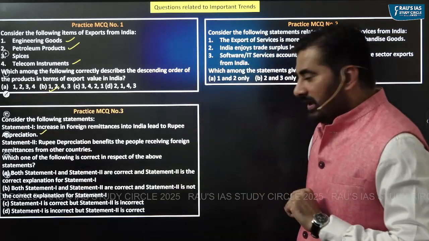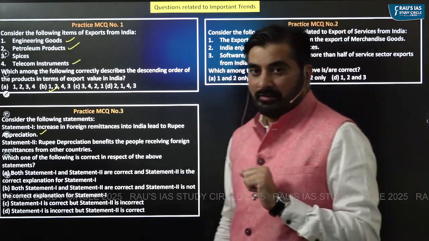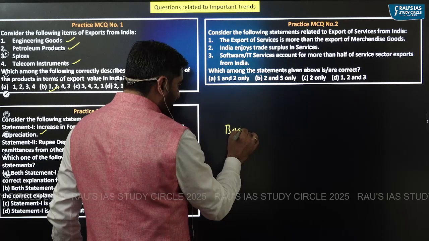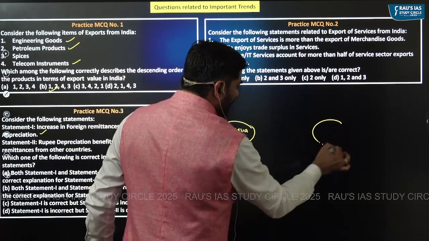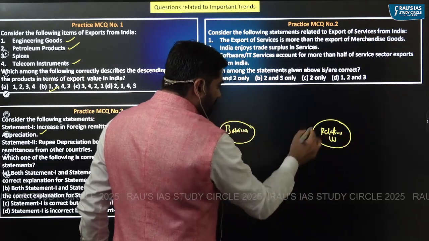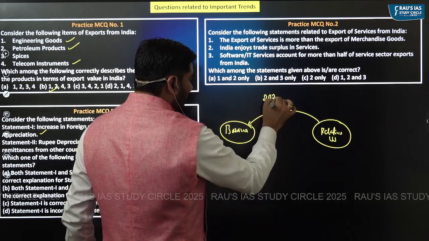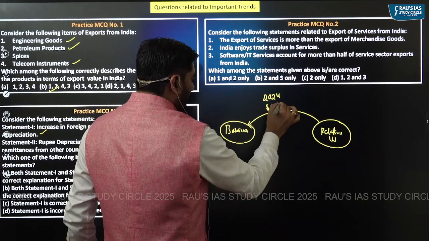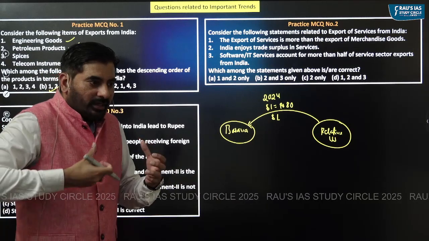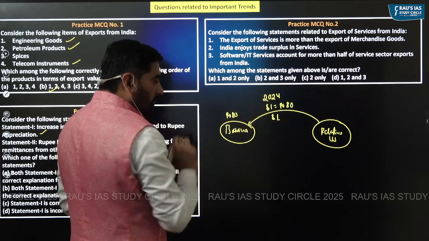But let's look at the second one. Rupee depreciation benefits the people receiving foreign remittances from other countries. So let's say this is me, and I have a family friend based in US. This family friend based in US sends me $1 in the year 2024, where $1 is equal to 80. So when I receive $1, I'll convert $1 into rupees and I will get rupees 80 in 2024.